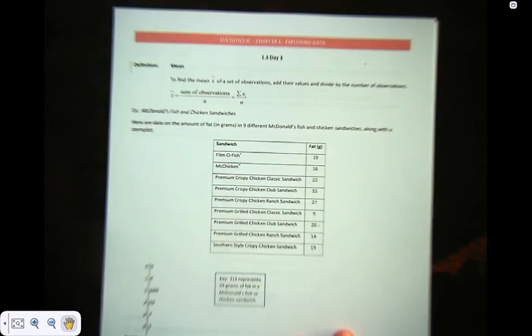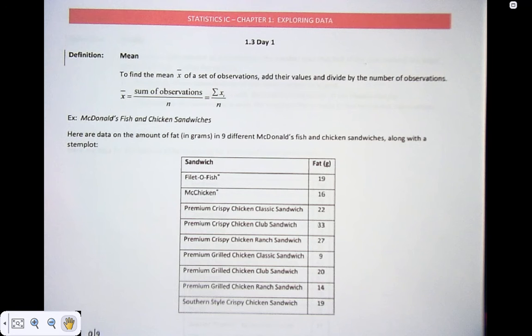Hello, everyone. All right, so we're moving on to section 1.3. This will be the last lesson for the week.